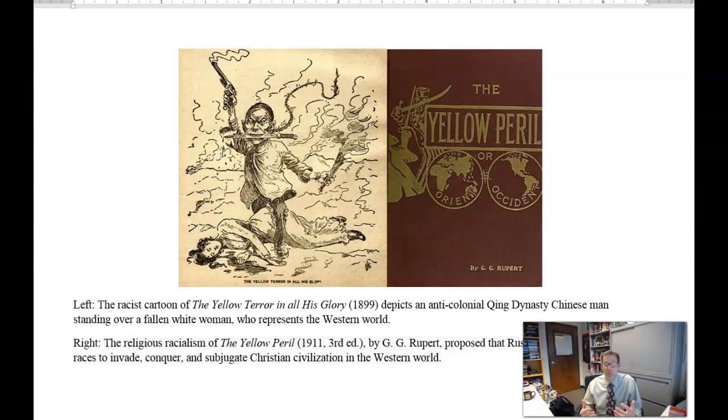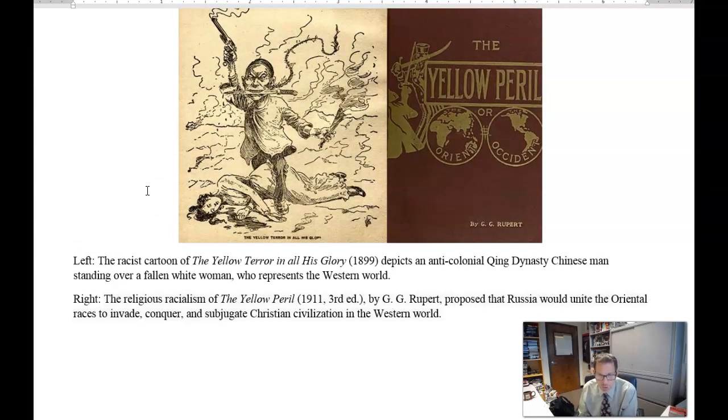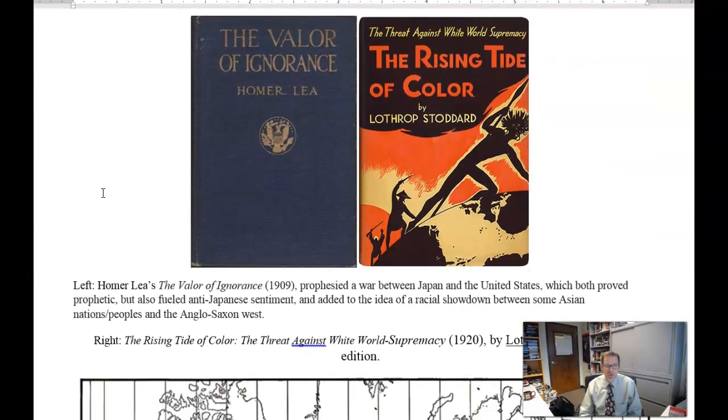And again, for quite a few Americans, they're attaching the concept of just general yellow peril to any kind of Asian immigration. The book on the right is similar to that. That came out in 1911 by G.G. Rupert. Again, worried that Christian civilization is at peril with this growing Asian threat to the United States. Two more books here. The Valor of Ignorance by Homer Lea and The Rising Tide of Color by Lothrop Stoddard.